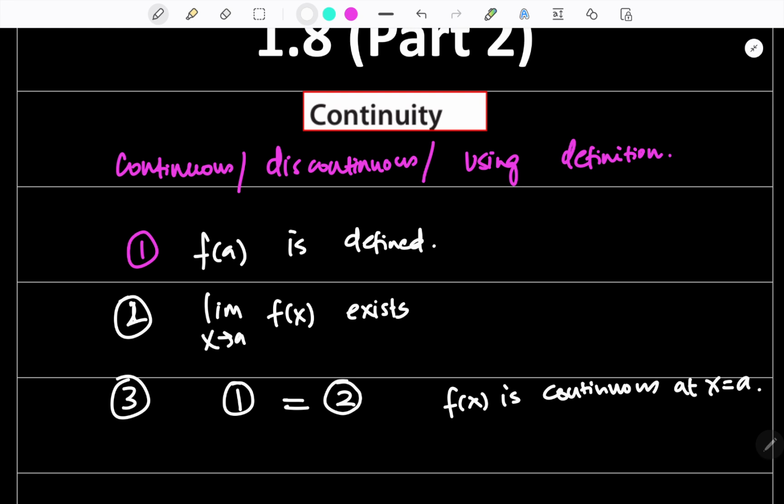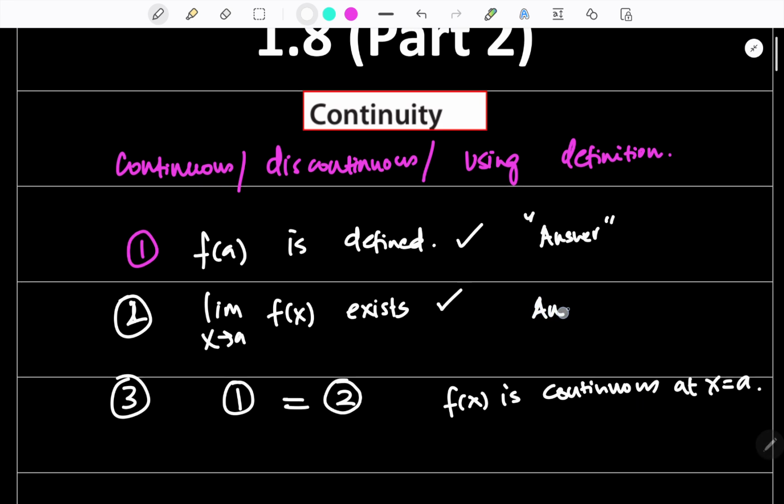So once again, what do you mean by f of A is defined? It means when you put x is equal to A, you should get an answer, not infinity. If you get an answer, then f of A is called defined. Next thing is limit x tends to A, f of x exists. Same thing, in the previous videos we calculated limits for many functions. So here also an answer should come. If the answer comes, then the limit exists. If the first answer and the second answer are equal, then f of x is continuous at x equals A.